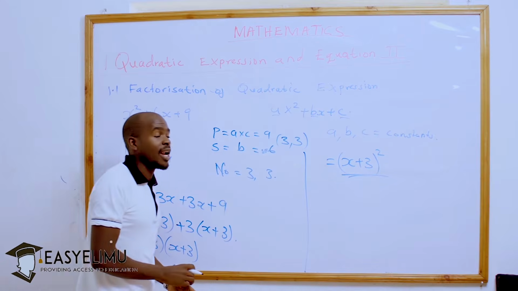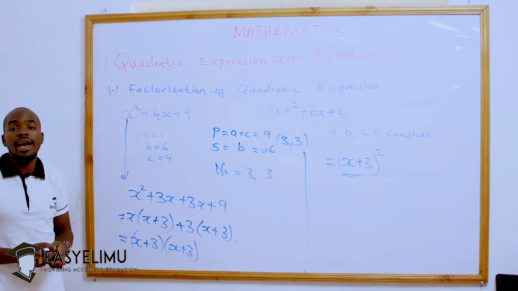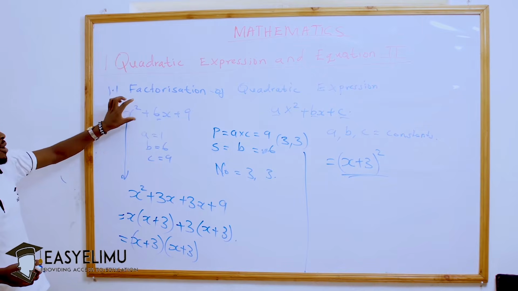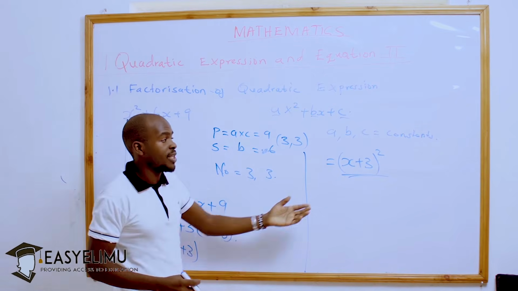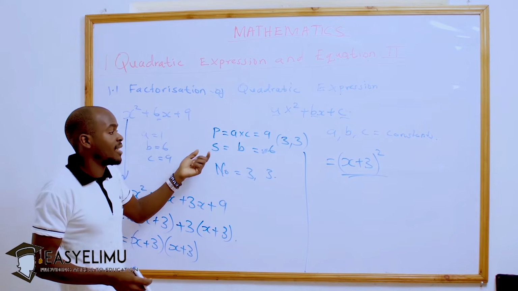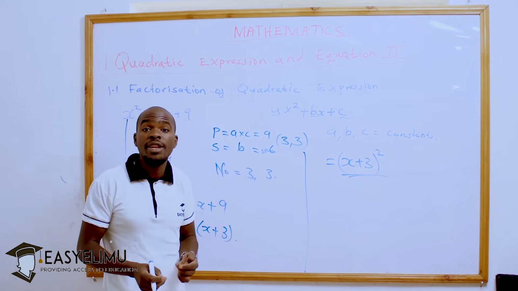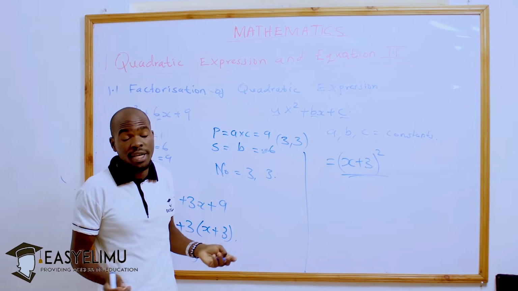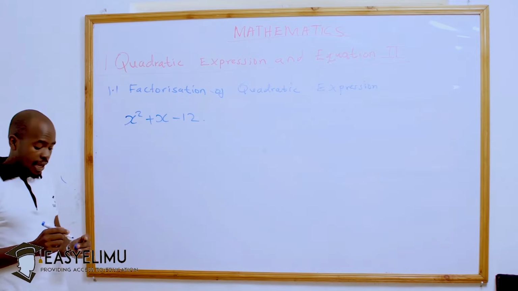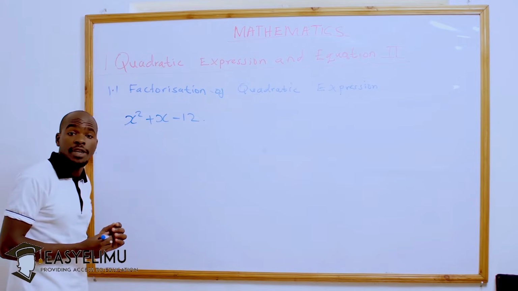We have factorized this expression here, and we have found that if we factorize x squared plus 6x plus 9, we shall get this. Remember how to find the product and the sum. The two numbers can be found in the way you want, and you will find after factorizing you get that one. This is another expression we need to factor.